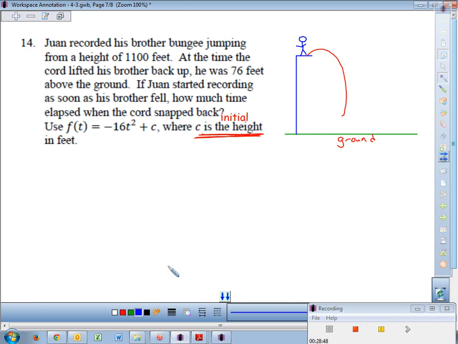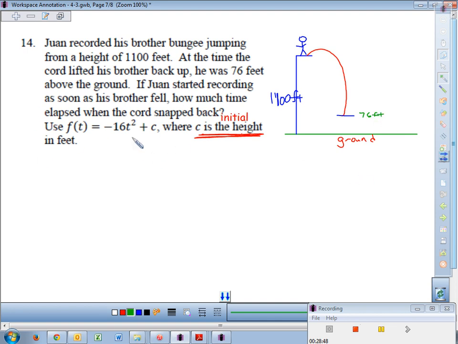How high was this old boy, Juan's brother, when he jumped? 1,100 feet. Is everyone okay with that? And it says when he got here. Isn't that the point where this thing snaps back at? How high is that? 76 feet off the ground.